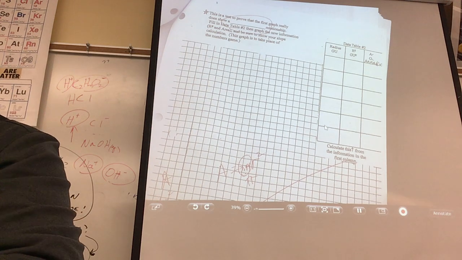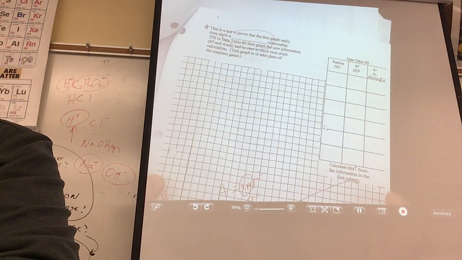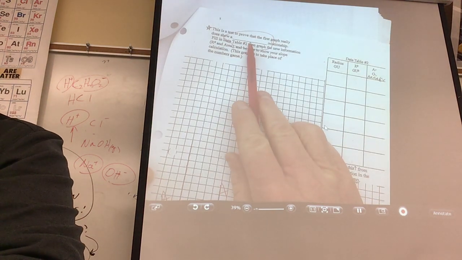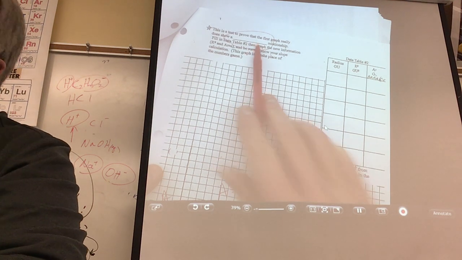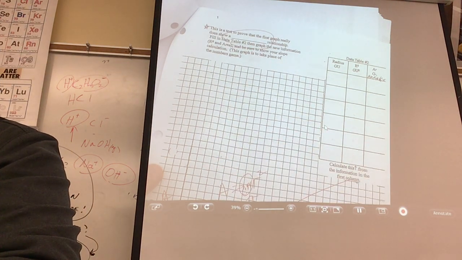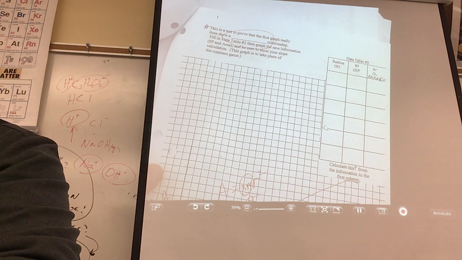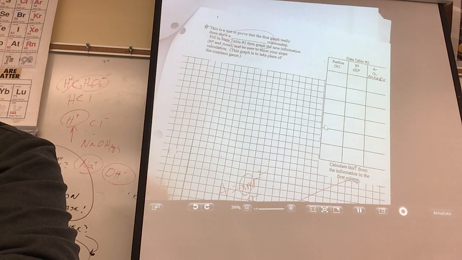Probably the most missed question, and again, it's right here. The most missed question is only 1 point, but it's the one most missed when people turn this lab in. Everybody know what that answer is? This is a test to prove that the first graph really does show a direct square proportionality.